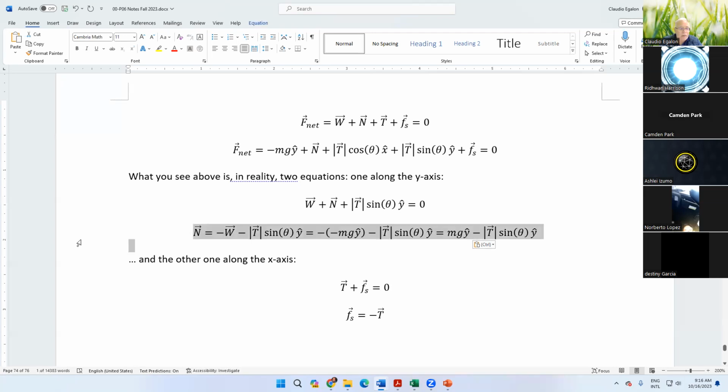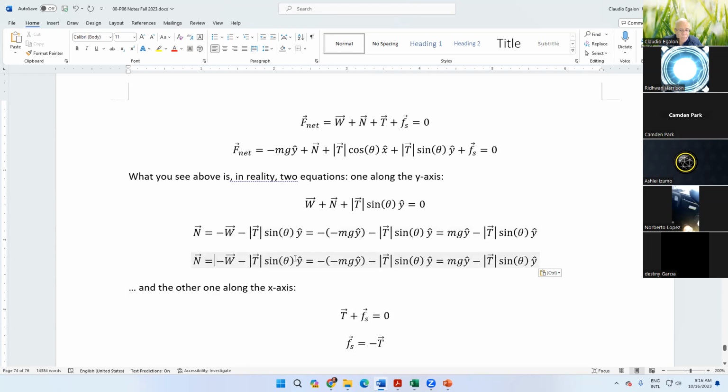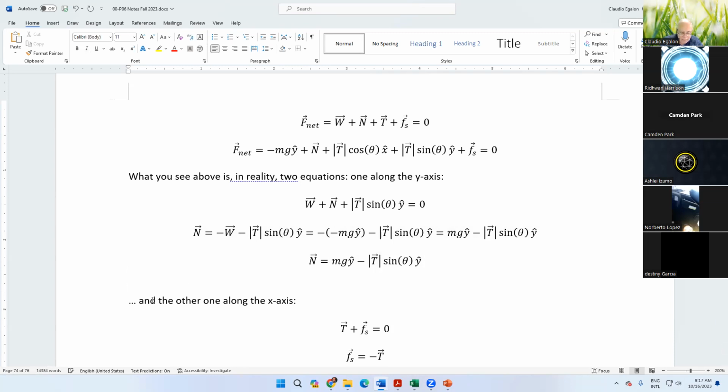Notice that this new normal is going to be less than the other normal that we calculated for the other problem. The magnitude of this new normal is going to be less than the magnitude of the normal of example 2, because we have that y component of the tension in the problem.